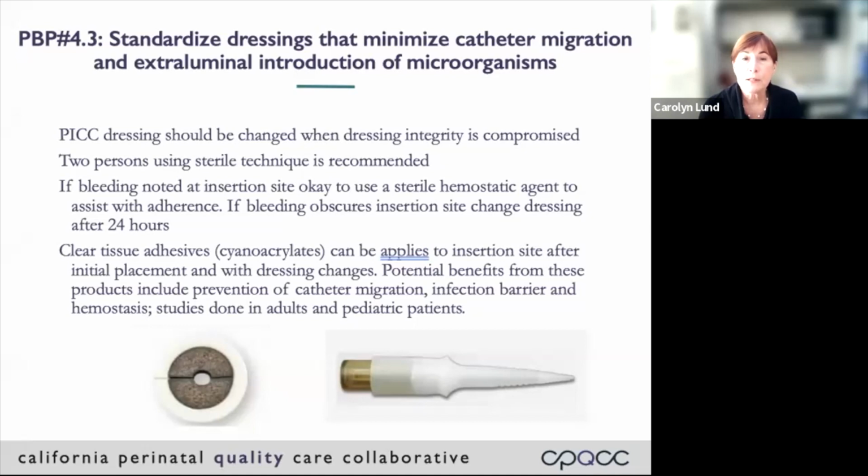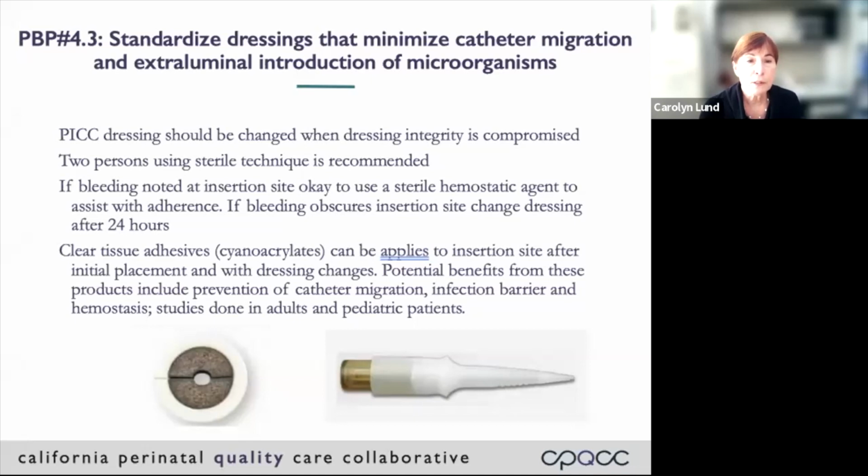Two persons using sterile technique is the recommendation. If bleeding is noted at the insertion site, you can use a sterile hemostatic agent to assist with adherence. And if bleeding obscures the insertion site, change the dressing after 24 hours. The little disc that I show you on this slide is such a hemostatic agent. It's called a StatSeal.